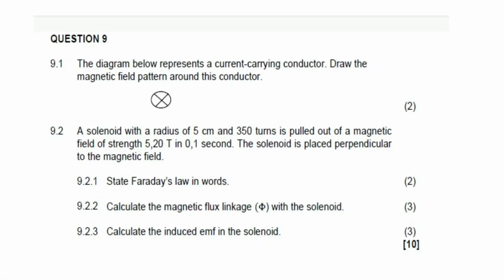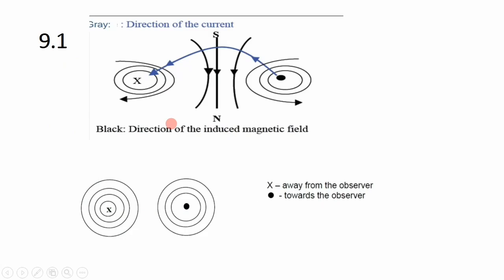Okay, so we have question 9. It says the diagram below represents a current carrying conductor, and then it says draw the magnetic field pattern around this conductor. So we are shown a diagrammatic representation of this conductor here, and let's come to understand what this all means. So here we are given that if we are to indicate the direction of the current with this blue line here, this would indicate that the direction of the current is going into the page.